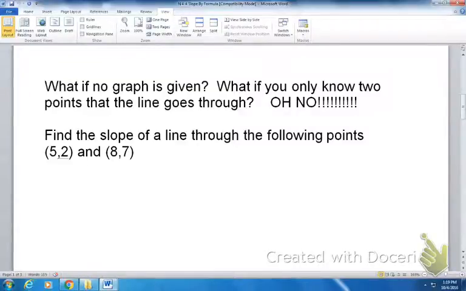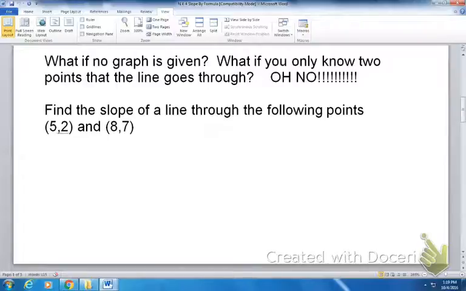The next question says, find the slope of the line through the following points. Well, guys, we've talked about slope a lot. We've always talked about change in y over the change in x. So I'm going to answer this using a couple of questions. The first question is, how much do the y's change?